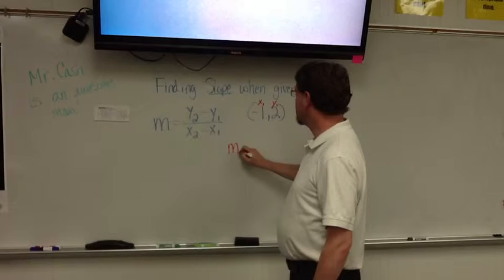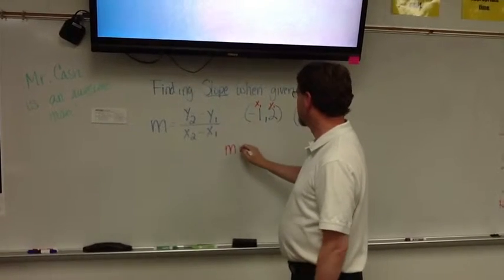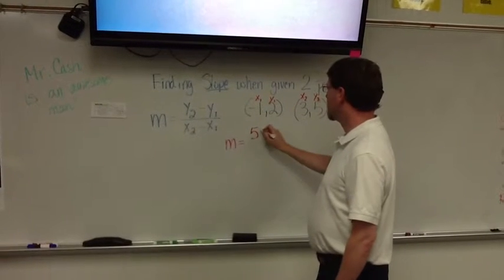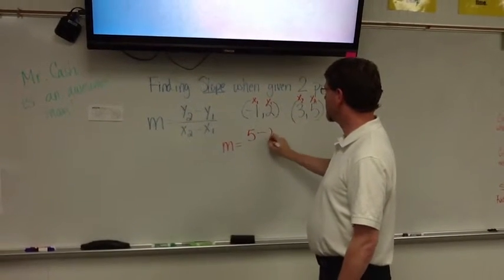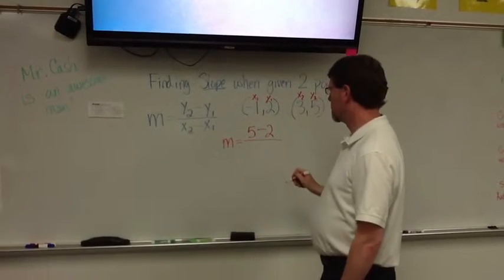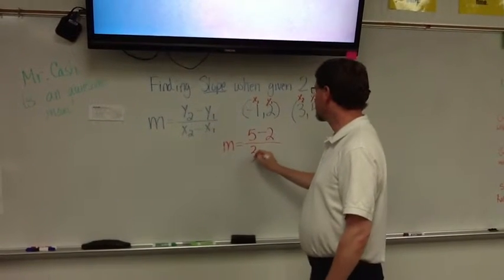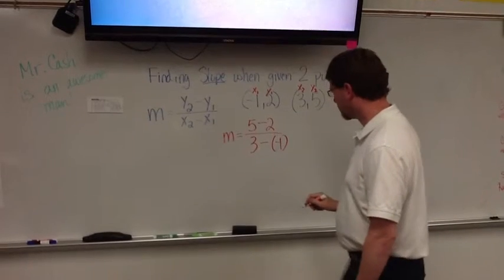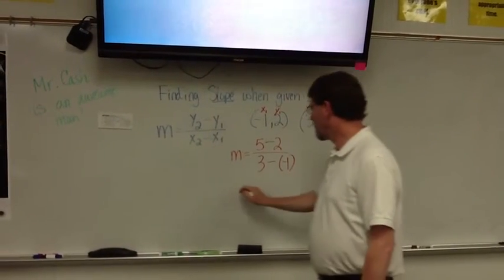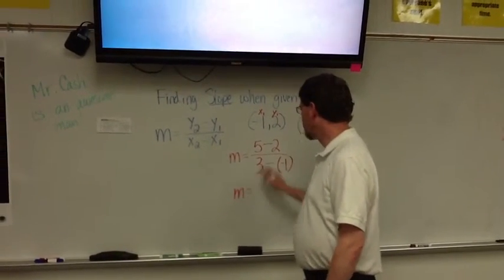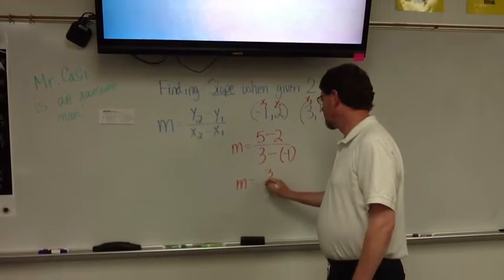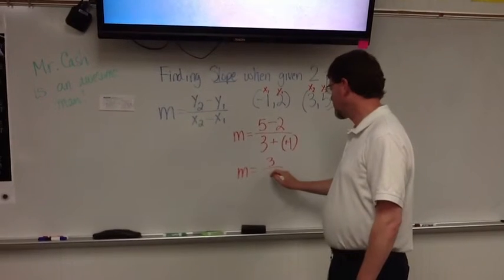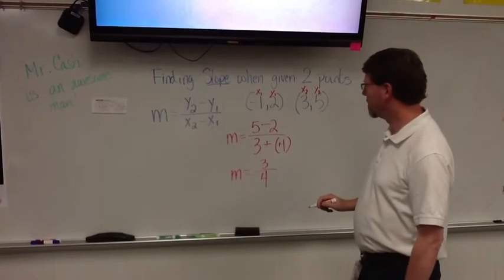So we're going to take these and we're going to plug them into our formula. M equals y2, which is 5, minus y1, which is 2, over x2, which is 3, minus x1, which is -1. And we continue this, and we know that 5 minus 2 is 3, and 3 minus -1 is the same as plus a positive, and that is 3 over 4.